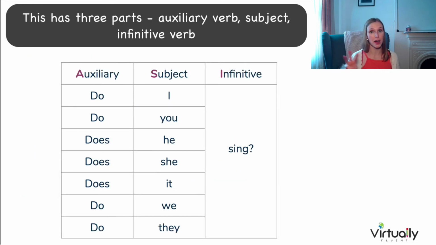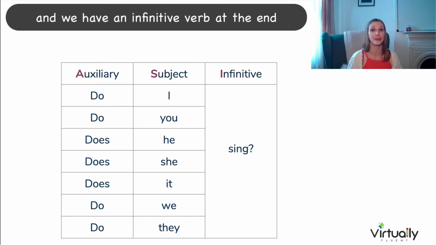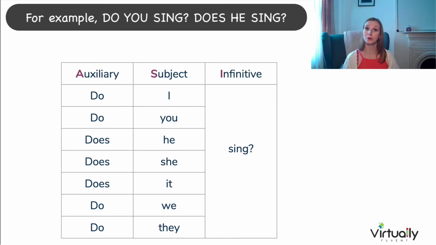The third question structure is ASI. This has 3 parts: auxiliary verb, subject, infinitive verb. Here we return back to the verb to do, and we have an infinitive verb at the end. For example, do you sing? Does he sing?